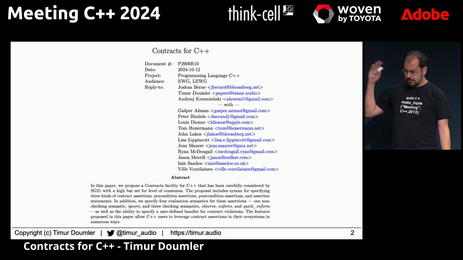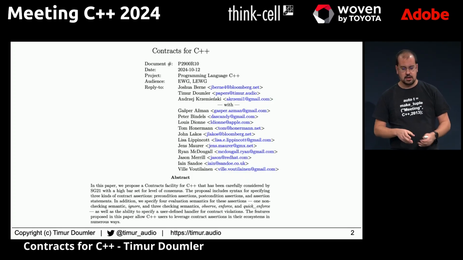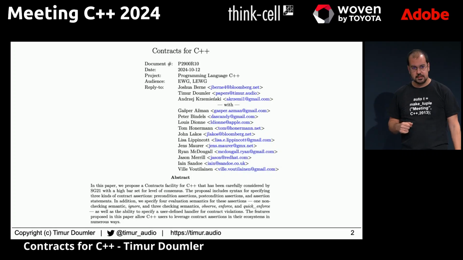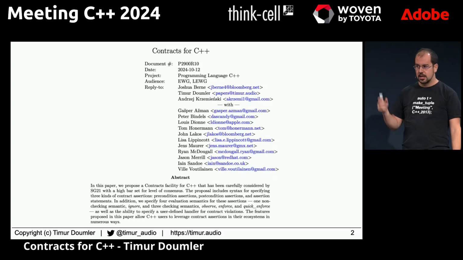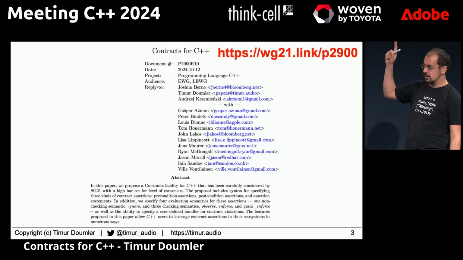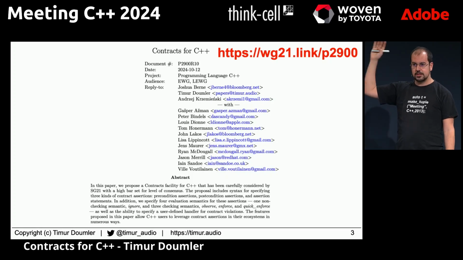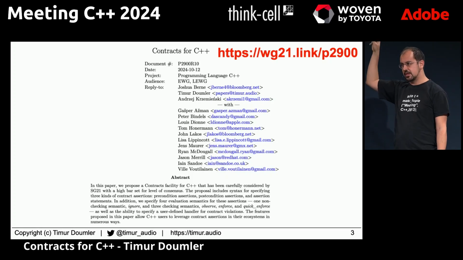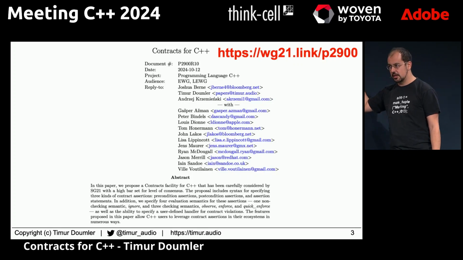So it's this paper here. This is the paper. The feature is called contracts. And I'm going to mention a bunch of these committee standardization papers today. They all have these paper numbers, like this is P2900, R10 is the revision number. And if you see any of those numbers, you can go to w21.link/paper number, and that's going to give you the latest revision of that paper. So there's going to be lots of P numbers all over the place, and that's where you can find them and look them up. So this is P2900 R10.